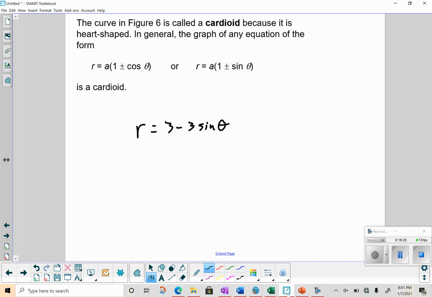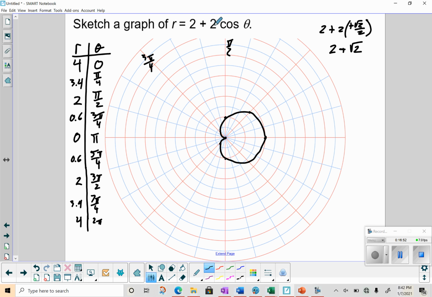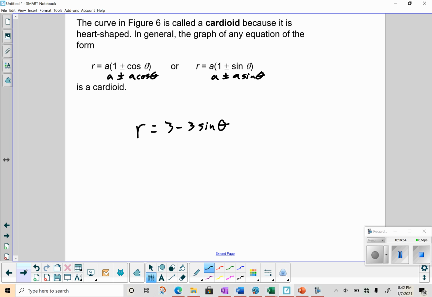In general, the graph of any equation of this form, r is equal to a times the quantity. Again, they've got it written in factored form here, so maybe it'll make more sense if it's a plus or minus a cosine theta, or if we have a plus or minus a sine theta. So those two values there, just like we saw a moment ago, the 2 and the 2, those are the same. It's going to turn out to be an interesting cardioid.